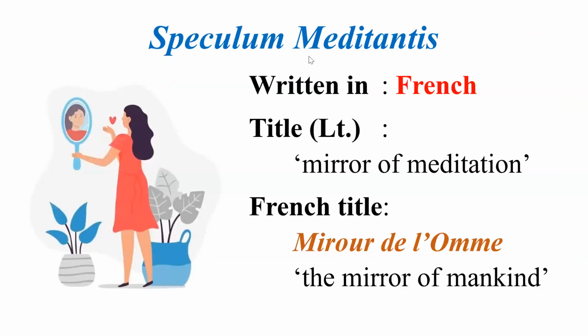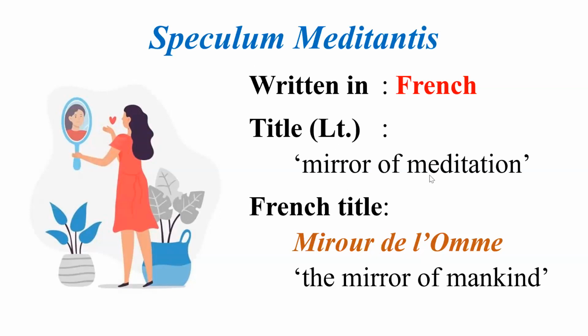We have Speculum Meditantis. Speculum Meditantis means mirror of meditation. But the title is in Latin. It is written in French, but the title is Latin. So Latin meaning mirror of meditation, but the French title is Mirour de l'Omme. L'homme is actually man. So the mirror of mankind. That is the French title, Mirour de l'Omme, the mirror of mankind. The Latin title, mirror of meditation.